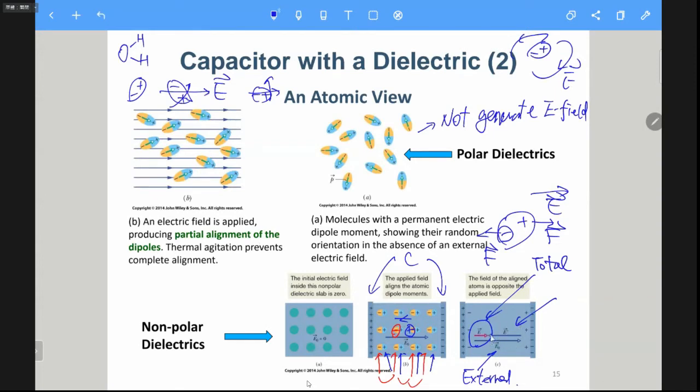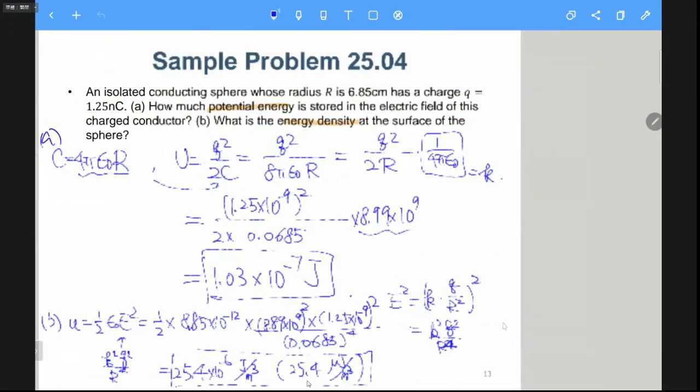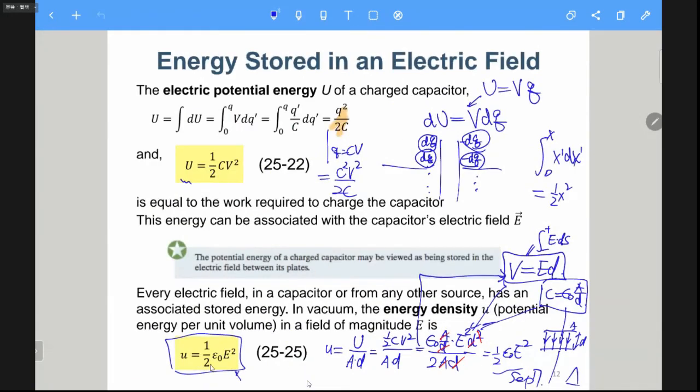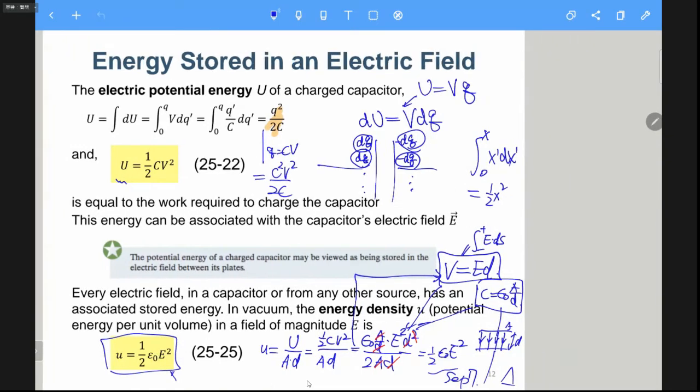This dielectric will cancel part of it because some of the energy is absorbed by the dielectric. So it makes the E field inside the dielectric smaller, because if you still remember, energy is proportional to the square of the E field. So it absorbs part of the energy, which makes the E field inside the dielectric smaller.